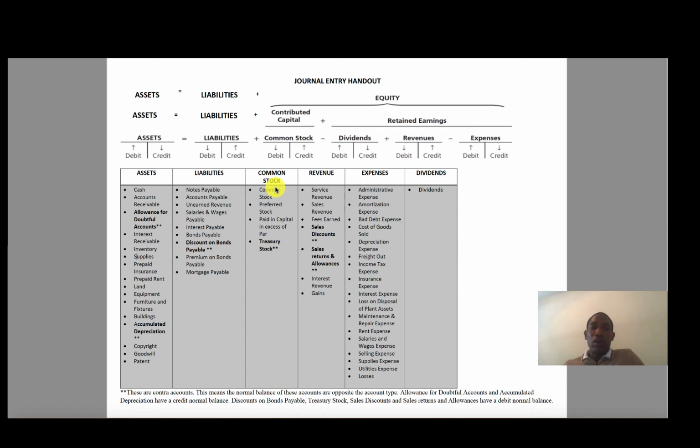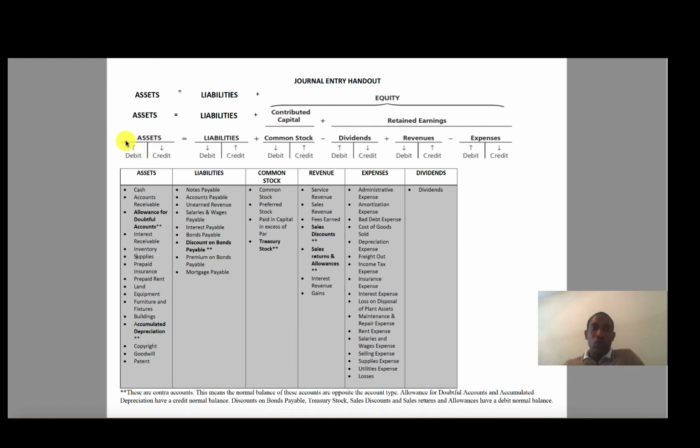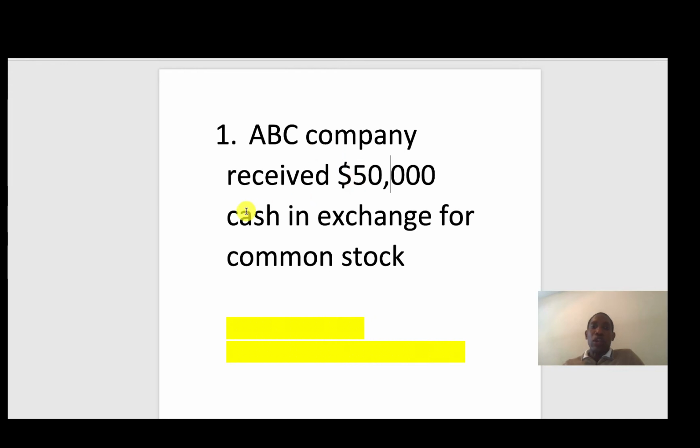Now, what's the next step? Well, what's happening to those accounts? Cash is going up, so cash is an asset. So we're going to debit cash, and common stock is also going up. So what do we do to common stock? We credit common stock because it's part of the common stock section and it's going up. So in this case, we debited cash because it's an asset and it's going up. We credited common stock because it's going up. Remember, whenever a company receives money in exchange for common stock, common stock is going up. So our journal entry would look like this: debit cash for 50,000, credit common stock for 50,000.